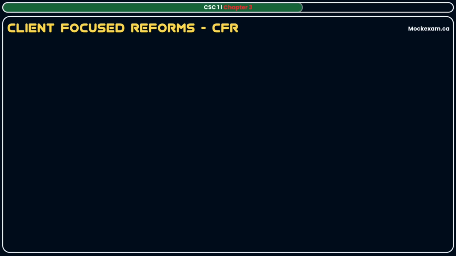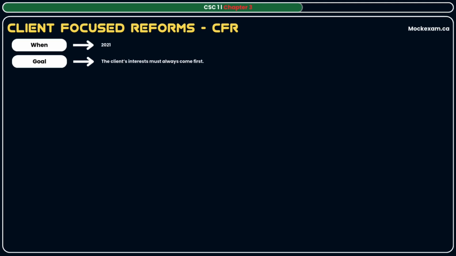Let's get to it. All right. The CFR is a rule that was introduced in 2021 to boost the relationship between financial professionals and their clients. The reforms emphasize one key principle: the client's interest must always come first.